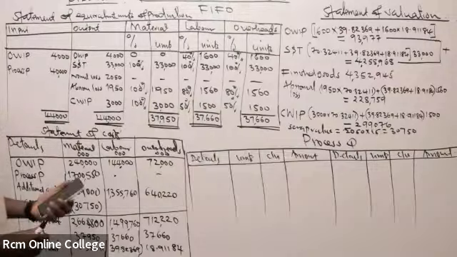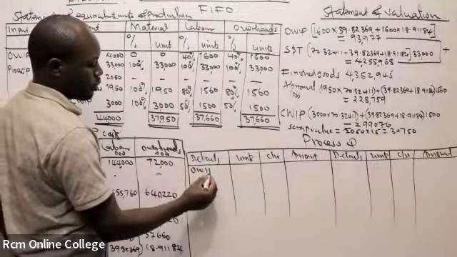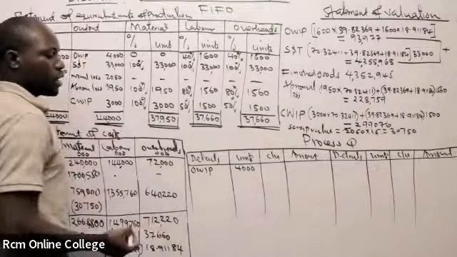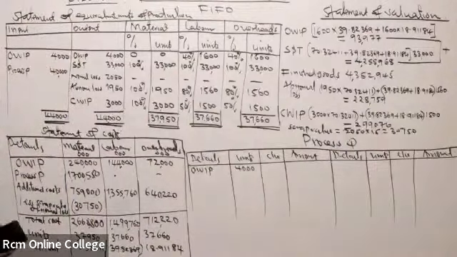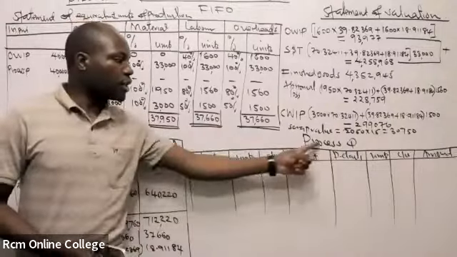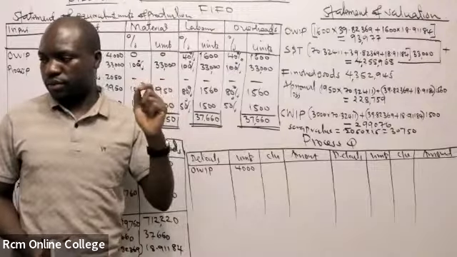Good. Let's look at the first thing. We're talking about opening work in progress. We add 4,000 units. And what was the value of the opening work in progress? We are now preparing what we call process account. Under process account, we consolidate everything. So our opening work in progress.